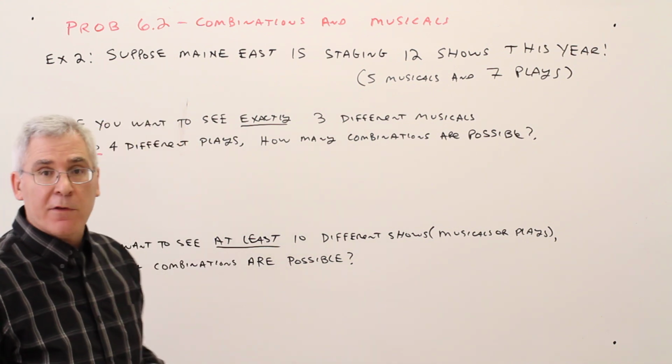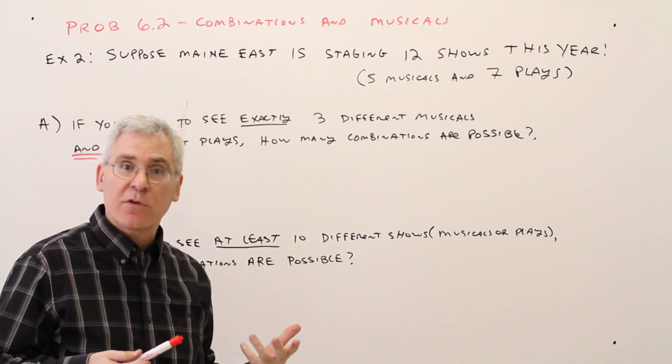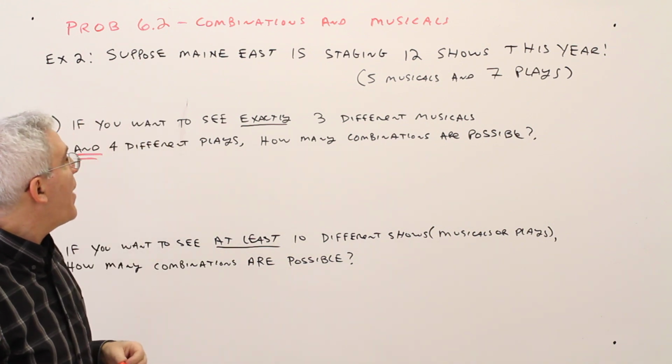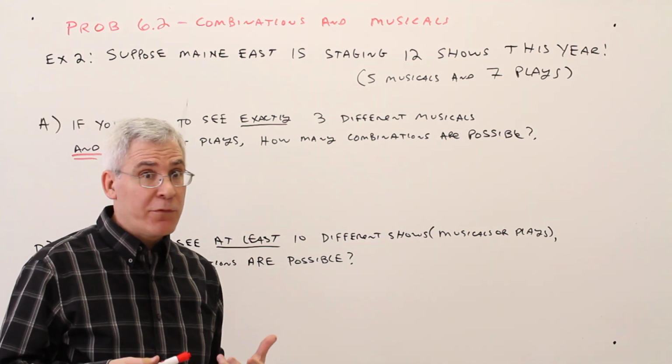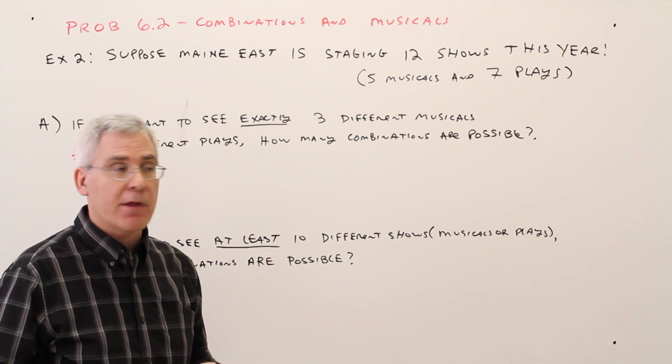Welcome to video 6.2 in probability, combinations, and musicals and plays. All right, here's example 2. Suppose Maynice is staging 12 shows this year. Wow. 5 musicals and 7 plays.